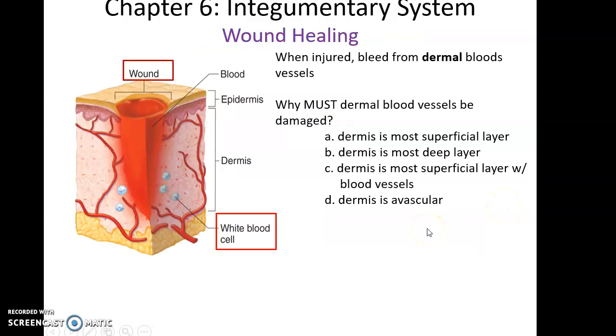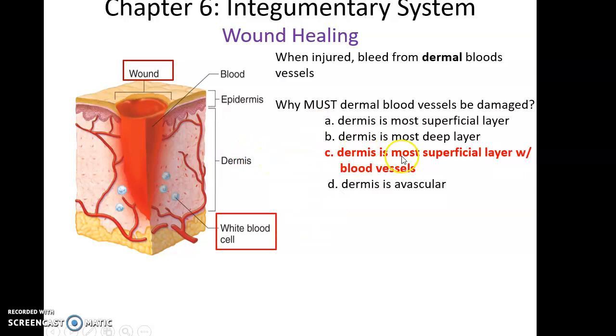Wound healing. Well, as we know, sometimes we get cut, and that's unfortunate. And if the injury goes down into the dermis, then the wound will lead to bleeding. So why must the dermal blood vessels be damaged in order for there to be bleeding? Well, it's because the dermis is the most superficial layer with blood vessels. Epidermis, no blood vessels. You can cut your epidermis, no bleeding. Dermis has blood vessels. If you injure the dermis, you get some kind of bleeding.